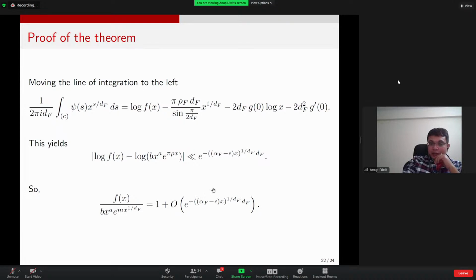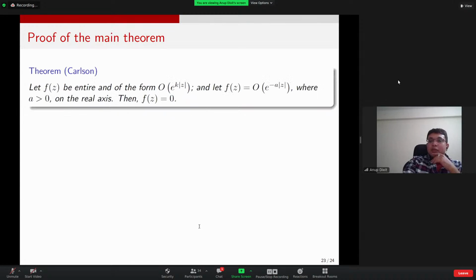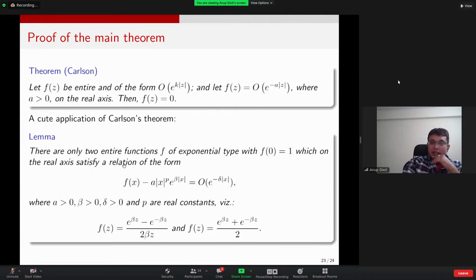Suppose we assume that this exponent is less than this exponent, which was precisely the condition in the original theorem. Then we would get that f of x looks like this on x greater than 0 up to a term which is exponentially decaying, exactly what we have in this lemma. And then using Carlson's theorem and some very cute application of differential equations, one can show that if this happens, then there are exactly these two candidates for your f of z. And that is precisely what happens in our setting, and that is how we prove the theorem.